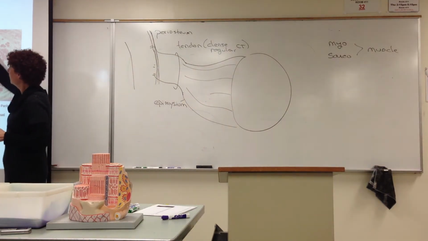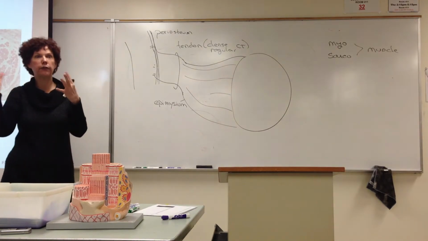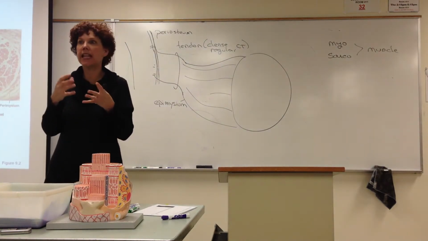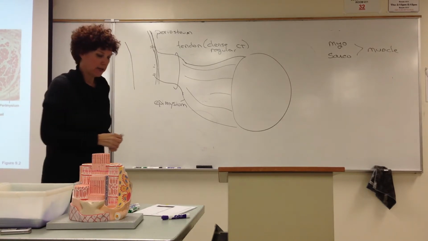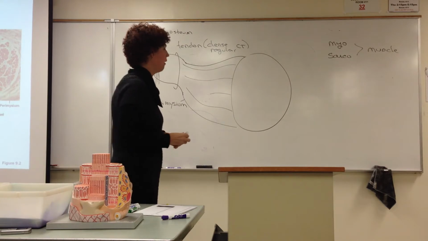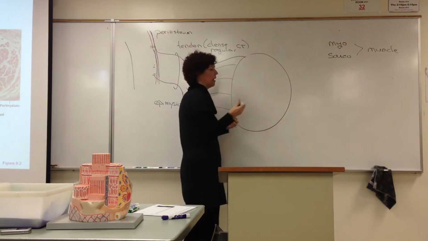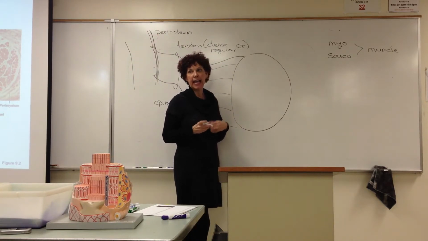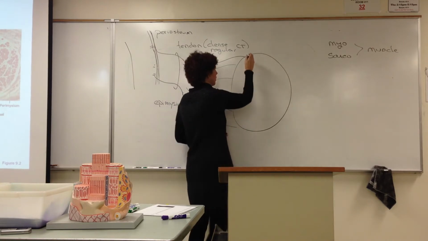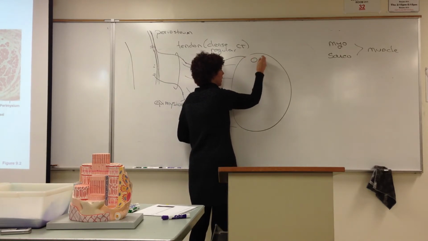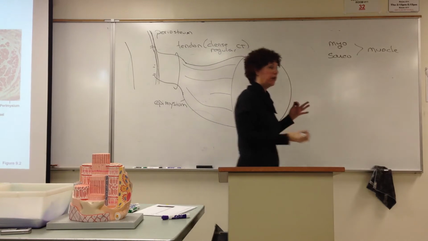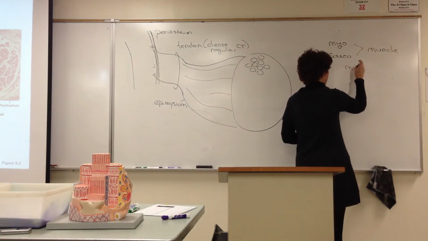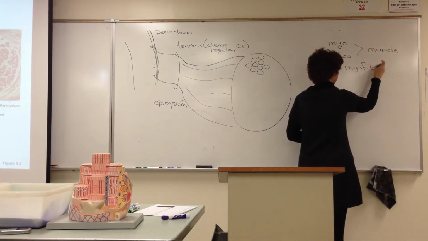Now, within the muscle, we have groupings of 10 to 100 individual muscle cells. And so those groups of individual muscle cells are identified as a fascicle. So each circle that I'm drawing is going to be a single muscle cell. Our word for a single muscle cell is a myofiber.